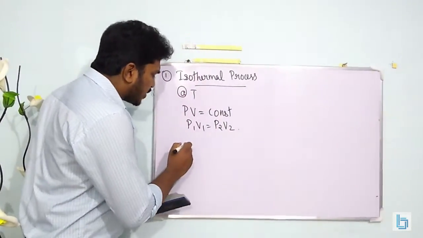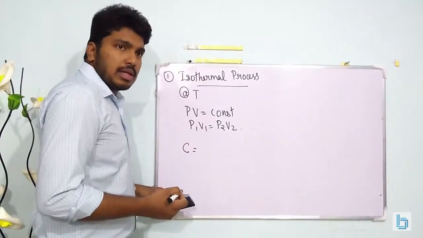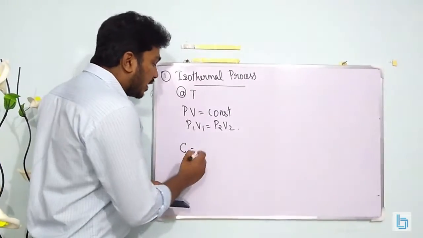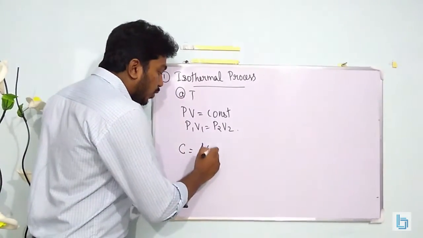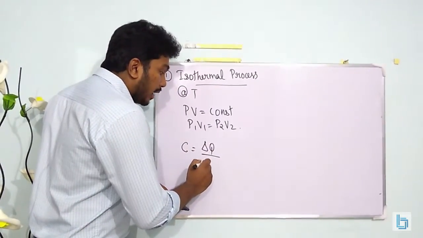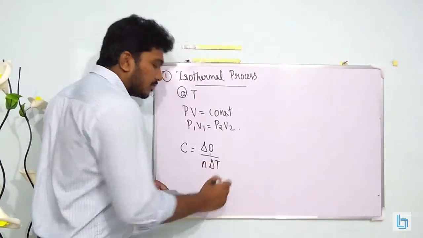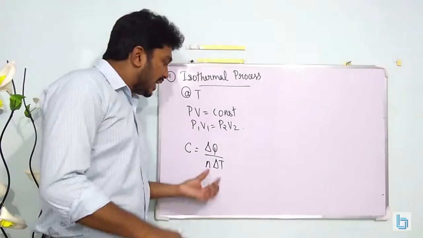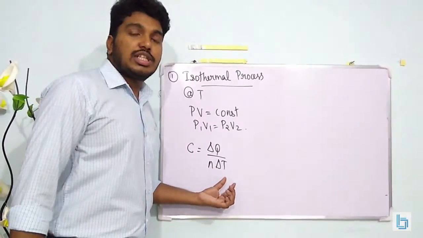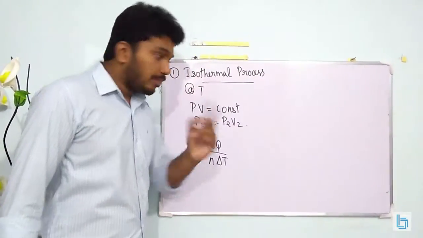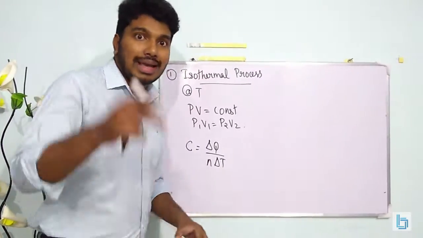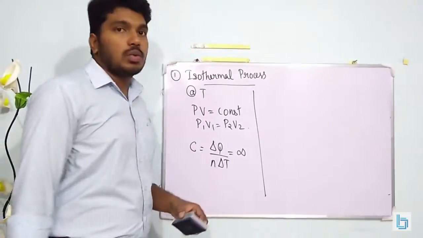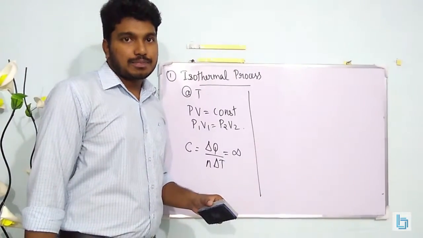The specific heat of an isothermal process, C. Now we know that delta Q is equal to m C delta T, right? So from here we can write C is equal to delta Q by m delta T. Now here the temperature is remaining a constant, which means the change in temperature, delta T, will be 0. So 1 by 0 will be what? Infinity. Specific heat in the case of an isothermal process will be infinity.